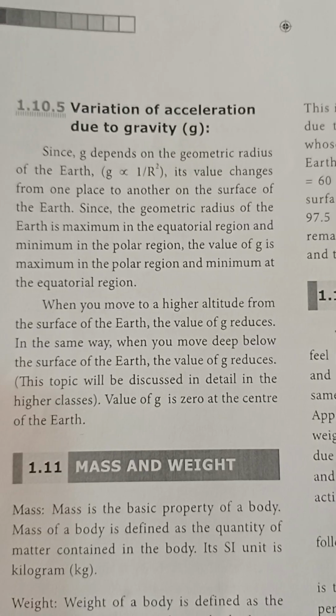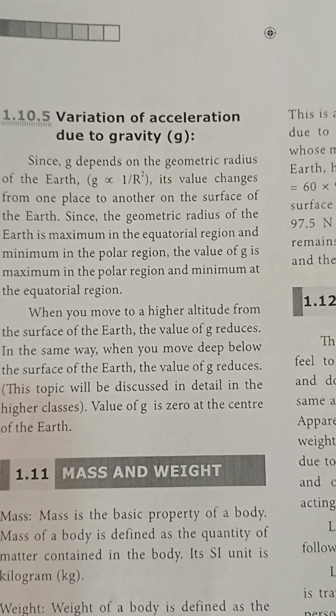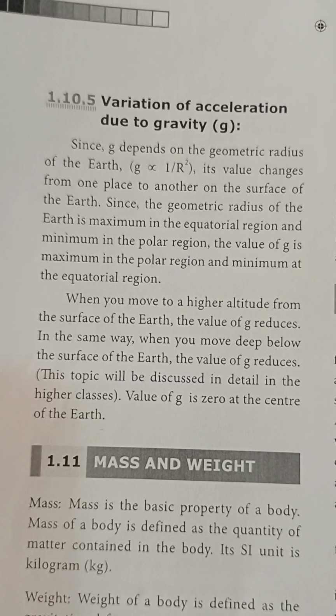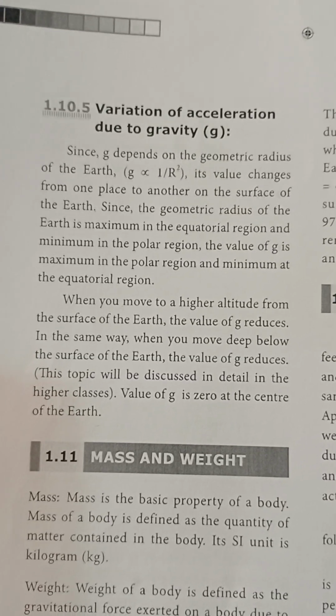When we go downward, it will also be reduced. It will be maximum at the surface of the earth, that is 9.8 meter per second squared, and the value of acceleration due to gravity at the center of the earth will be 0.